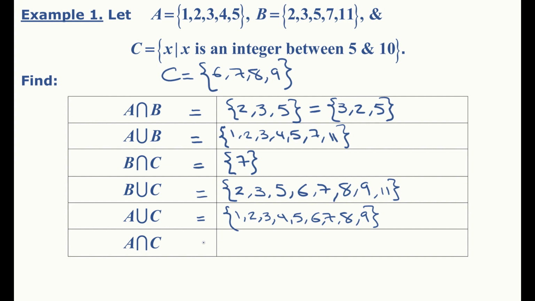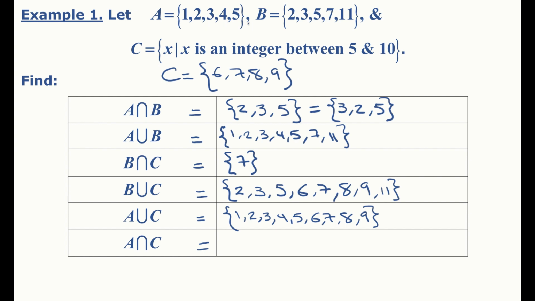That brings us to the intersection, which is an interesting question. What do these two sets, A and C, have in common? If you think about it a little bit, you will realize that set A and set C have no elements in common. So there are two ways we can show that.